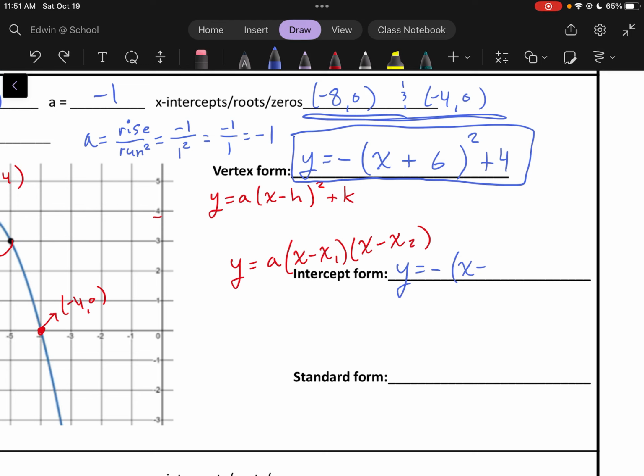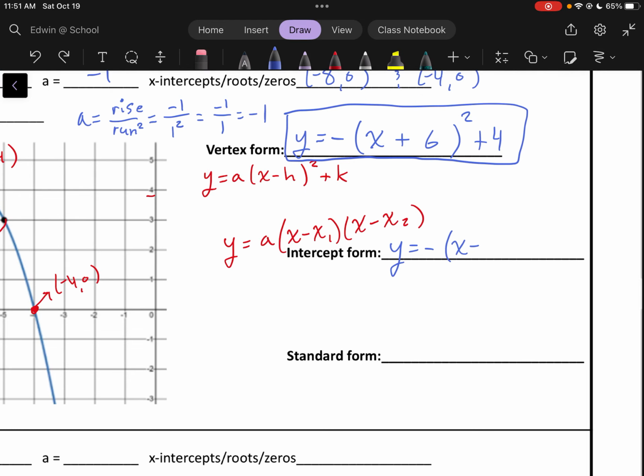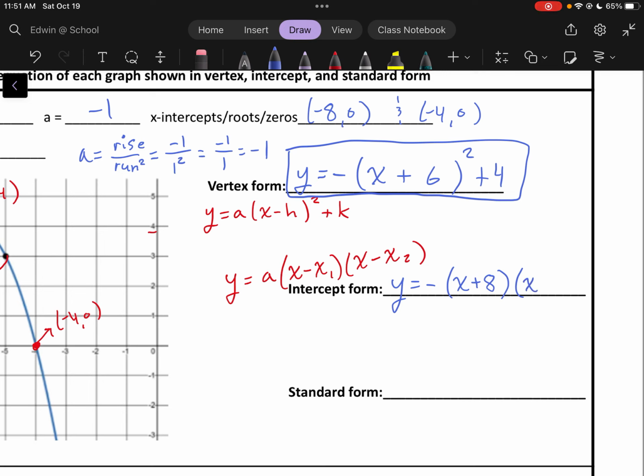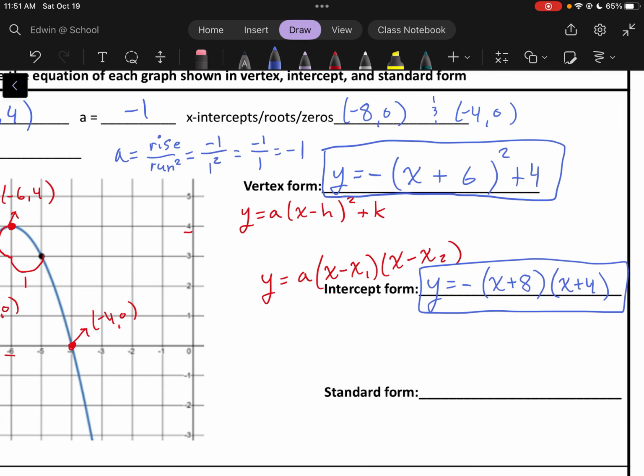First one's going to be negative 8. So it's x minus a negative 8, which means it's going to be x plus 8. And we're going to have x minus a negative 4, so it's going to be x plus 4. There we go. Super easy. Just about remembering the forms and knowing what values correspond to what.